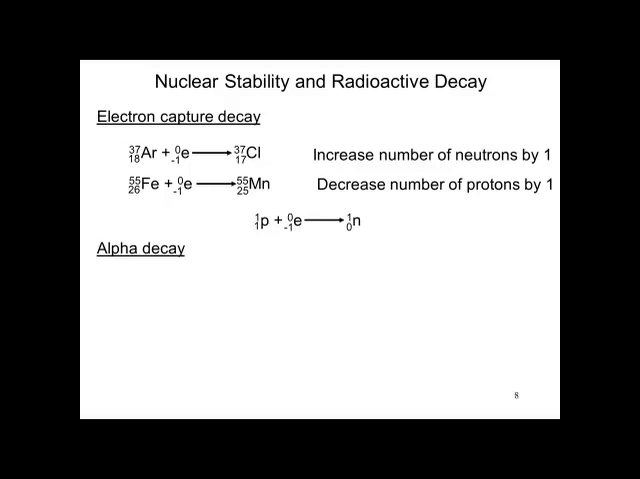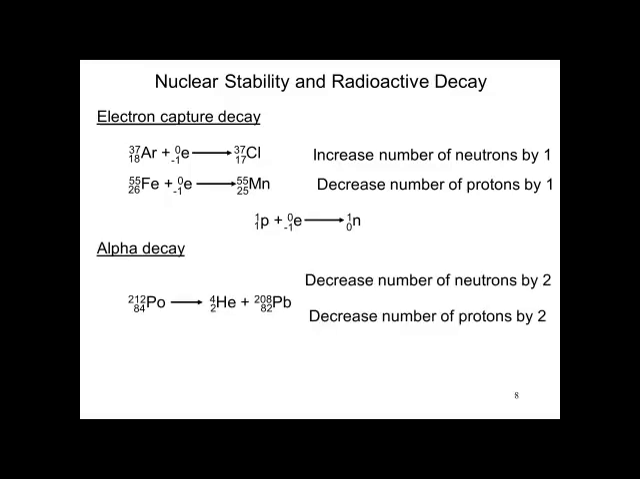Alpha decay involves helium nuclei. Here polonium decays into lead with the emission of an alpha particle. There's also spontaneous fission, where a radioactive nucleus breaks apart. Here californium-98-252 disintegrates into indium-49-125 plus neutrons.